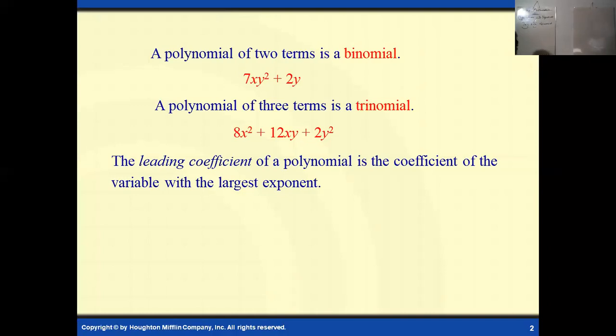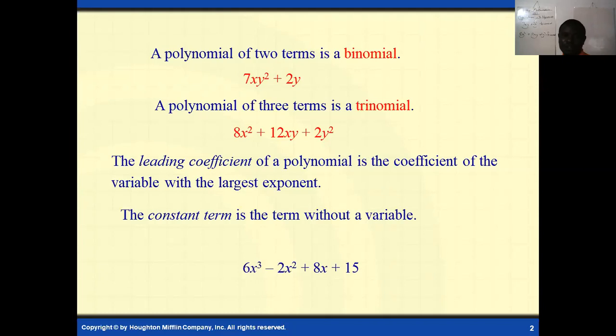But when you have 3 terms, an example is 8x squared plus 12xy plus 2y squared, as you are seeing on your board. This is of 3 terms, so it is called a trinomial. Trinomial. First term, second term, third term. We now move to what then is the degree? What then is the degree of this polynomial? That will take us to the next slide.